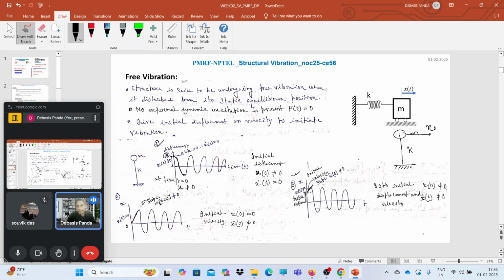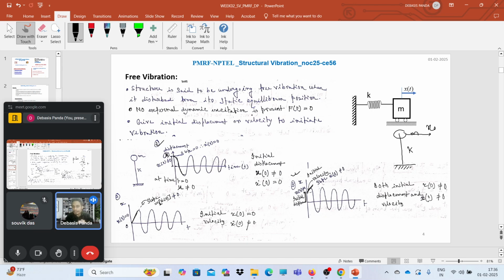So we call this vibration free vibration. That means the structure is vibrating without any influence of the external force, but the motion is created or generated due to the initial conditions. Okay. Now, free vibration, we have understood what we call free vibration. That means the structure is free from the external forces, but due to some initial conditions we are providing to it, the motion will generate and the motion will continue.